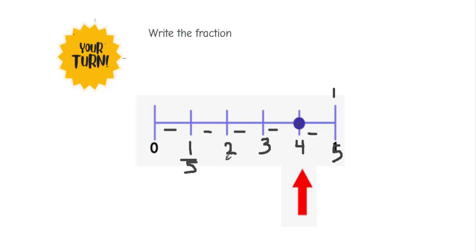Right? That line would represent 1/5. This line is 2/5. This line is 3/5. This line where the arrow is, 4/5. And I like to go all the way to number 1. 5/5 is the same as 1 whole, okay? So the answer, yes, that dot is at 4/5 on the number line.